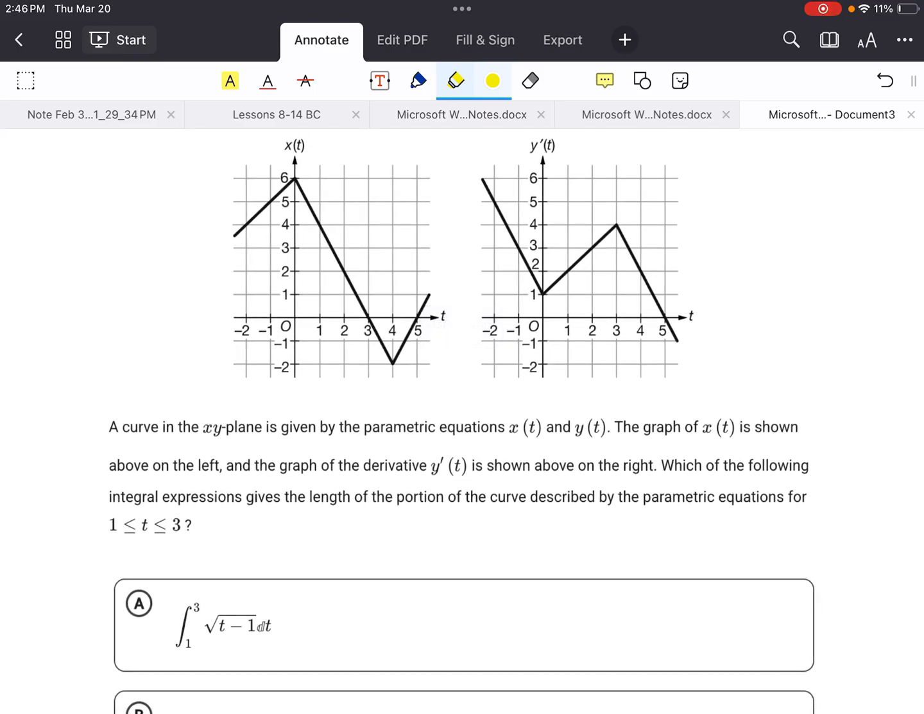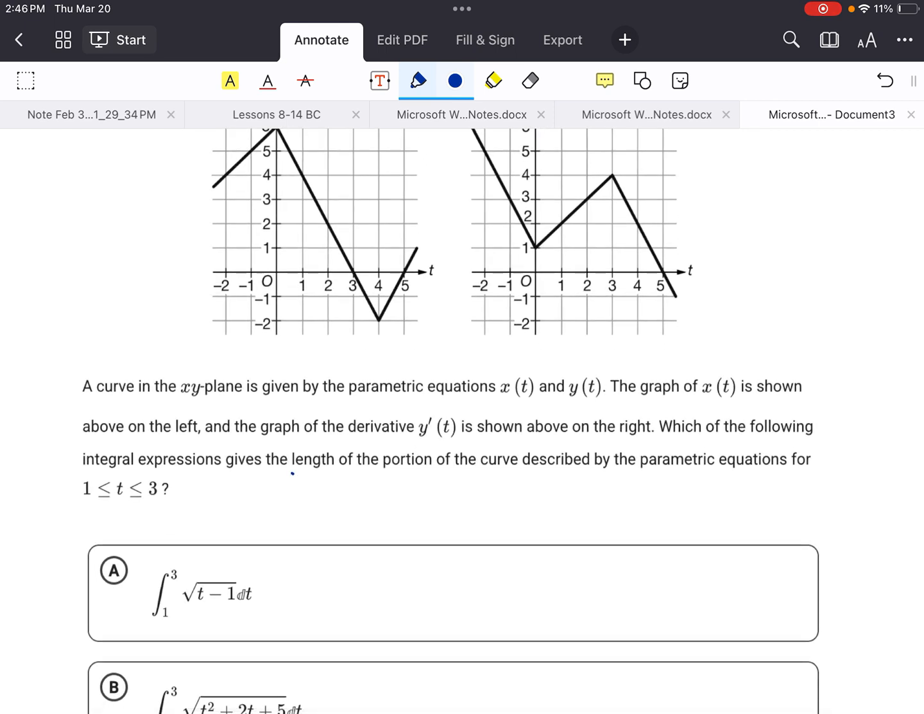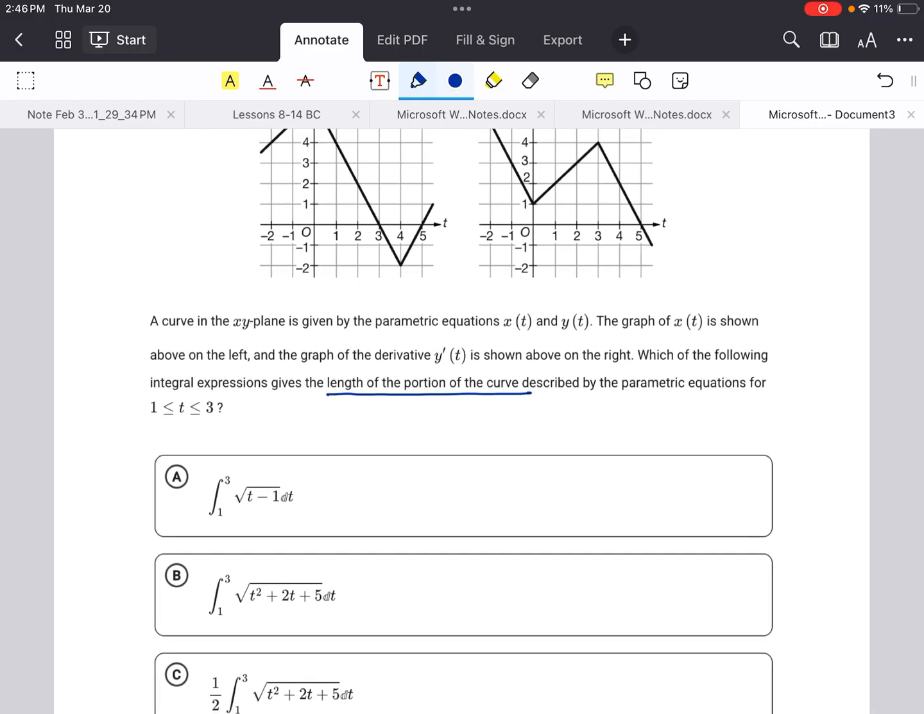So this is telling me the function value for the x and the slope for the y. So they're parametric, so how do I get the arc length, the length of the portion of the curve? So this is an arc length question. So I know that I need to do the integral from 1 to 3, square root of the derivative of x squared plus the derivative of y squared.